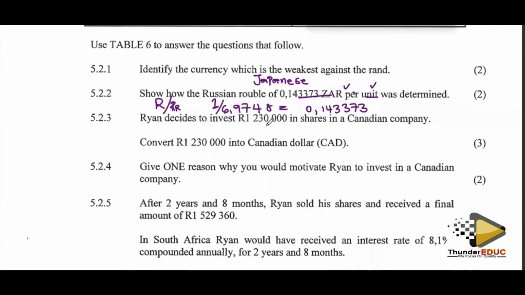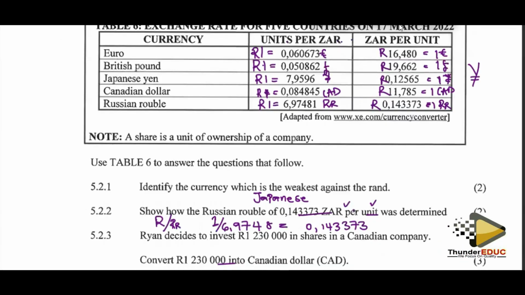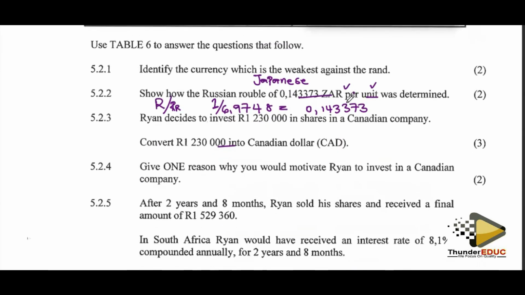Rand decides to invest 1,230,000 in shares in Canadian. So they're telling you, change these rands into Canadian dollars. You can use either way. What do I mean? You either use this or you use this other side, but know what to do, because one will be for dividing, the other will be for multiplying.